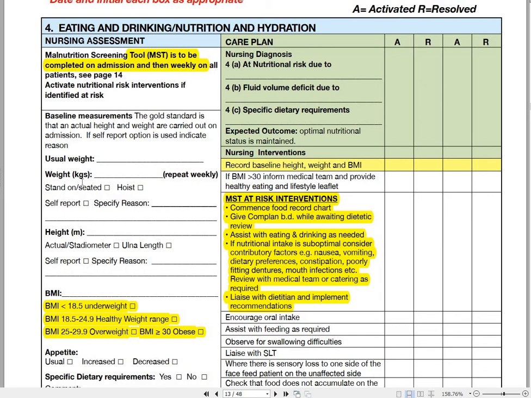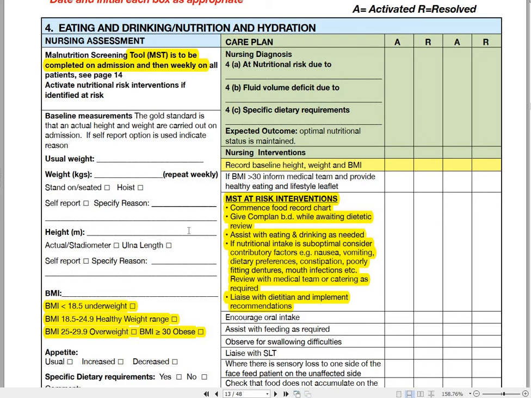And then what is the patient's weight on admission? And it needs to be repeated weekly. So how did you obtain that weight? Was it a stand-on or seated weighing scales? Was it on the hoist? Was it a self-report? And if it was a self-reported weight, specify the reason why you needed to take a self-reported weight.